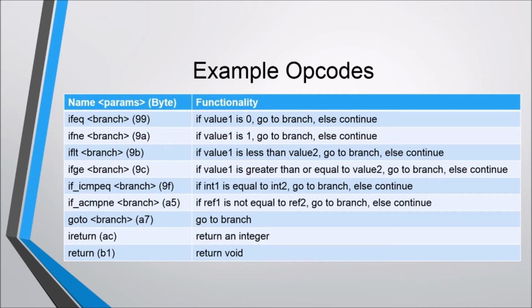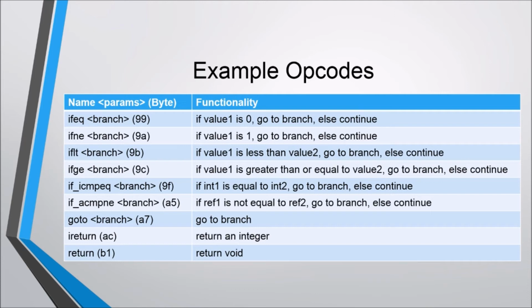So now we've got some more complicated ones. We've got if_icmpeq, which is pretty much shorthand for if integer compare equals. So in that one, if the two integers, when we compare them, are equal, then go to the branch. And if_acmpne will check if two references, when compared, are not equal. So if reference 1 is not equal to reference 2, then go to the branch. Goto is another bytecode, and that will simply go to that branch.